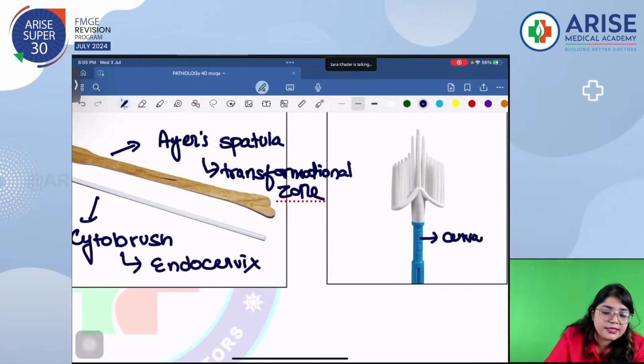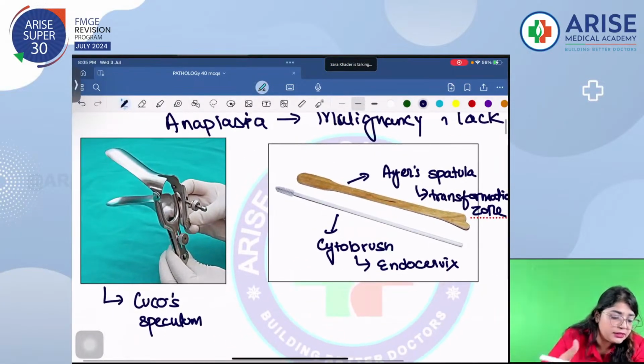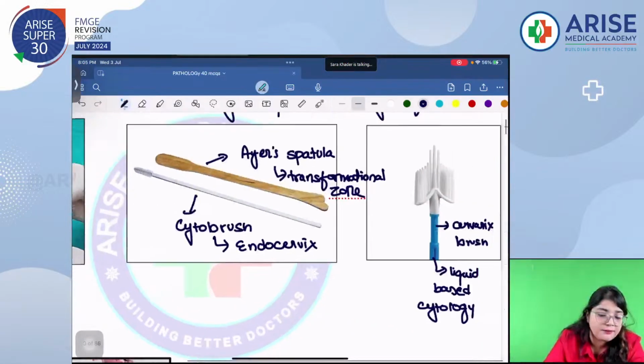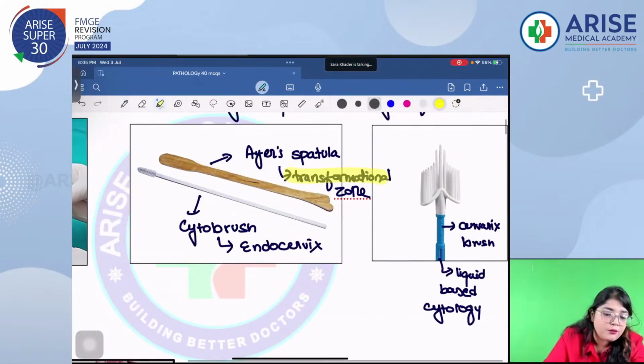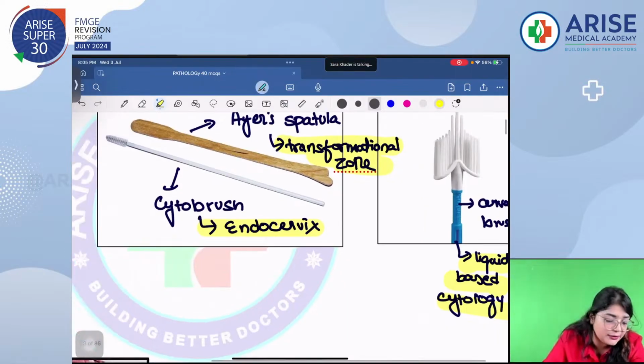This is actually used for liquid cytology. All right, this is used for liquid-based cytology. So these are the instruments of your pap smear. Remember, this is the Cusco speculum. This is your Ayre spatula. Where do you take the sample from? From the transformation zone, and cyto brush, endocervix. While this is your cervex brush, which is used for liquid-based cytology.